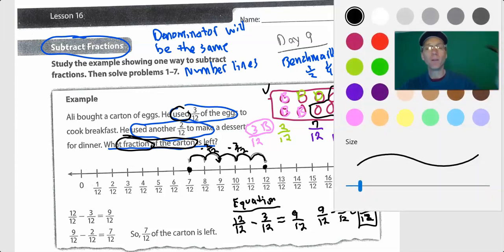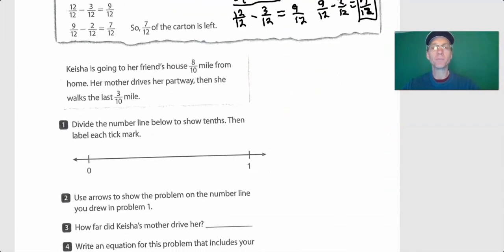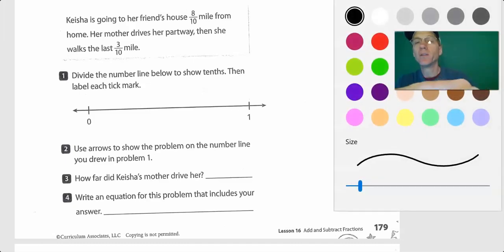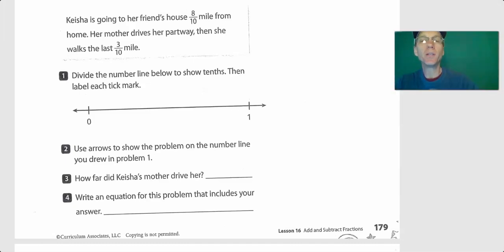Let's go to the next one. Keisha is going to her friend's house 8/10 miles from her home. Her mother drives her part way, then she walks the last mile. Again, you could just draw a picture here. Keisha is going to her friend's house from home. So you could just put a box here, and this could be Keisha.